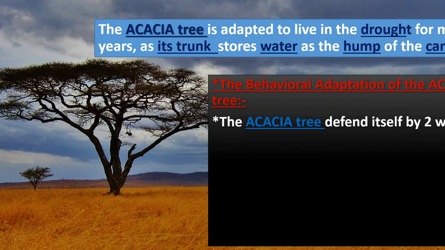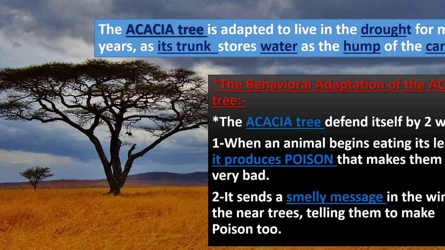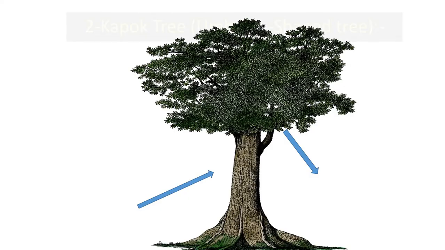And about the behavioral adaptations, it has two ways to defend itself. It produces a poison. When the animal tastes it, it is going to produce a poison that makes it taste very bad, and also sends a smelly message to make other plants produce the same poison.